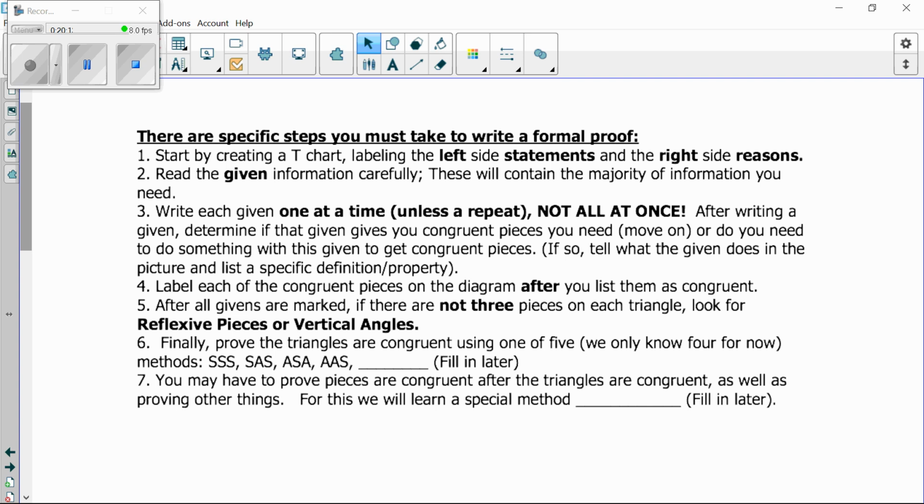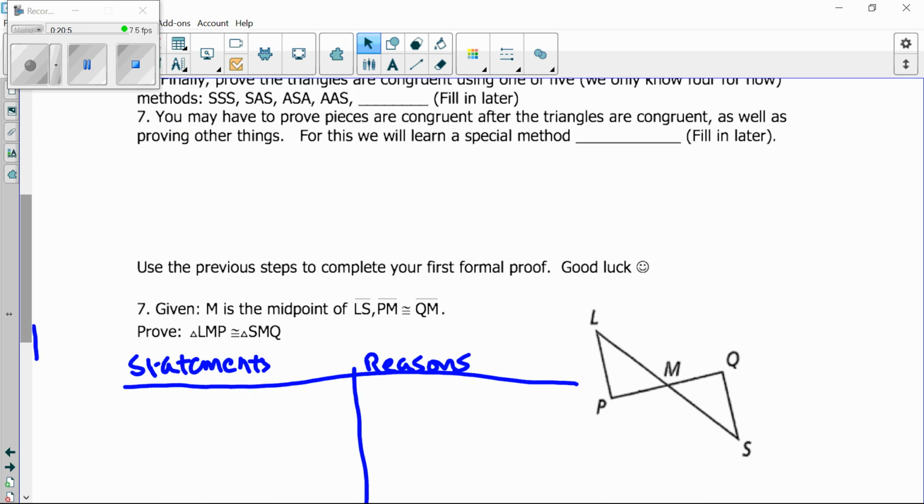After I do that and get congruent pieces, I'm going to label each piece on the diagram. Do not do it before you write it down because you guys will forget to write it down. If there aren't three pieces in each triangle, then I have to make sure I look for either a bow tie or an overlap. And then we will prove triangles are congruent. If you notice in step 6, there's a blank and a blank in step 7. Those will not be filled in until later because we're not learning those yet. So that'll be after I'm back in school, thank goodness.